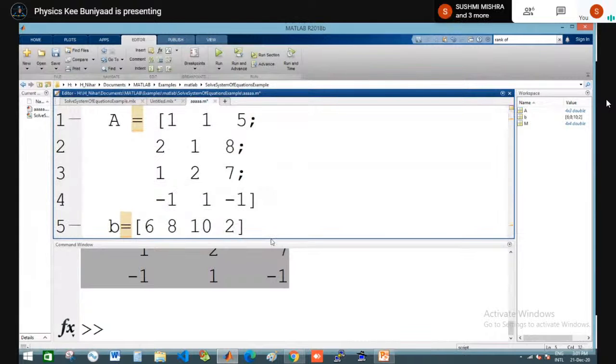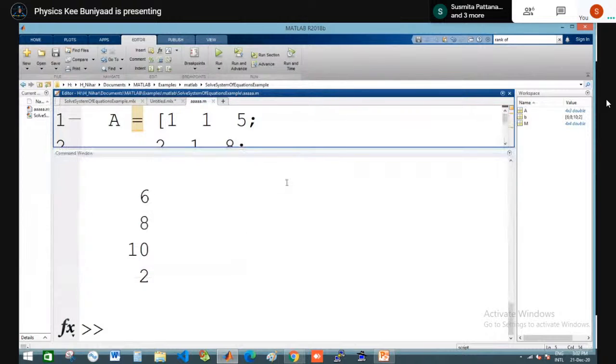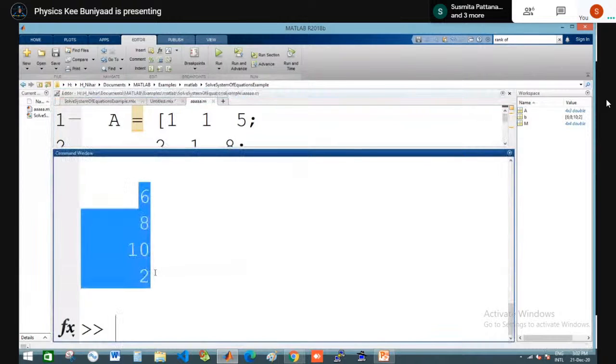This is a column matrix, so 6 semicolon 8 semicolon 10 semicolon 2. Otherwise, you can transpose that matrix by just putting an apostrophe. Now if I run, you will find B in a column matrix. Once you transpose your B matrix, you will get it in column form.